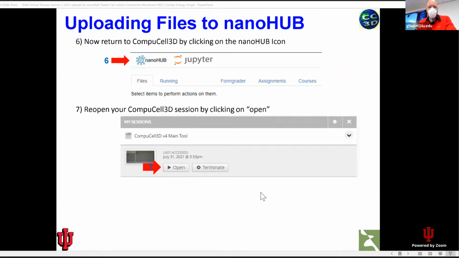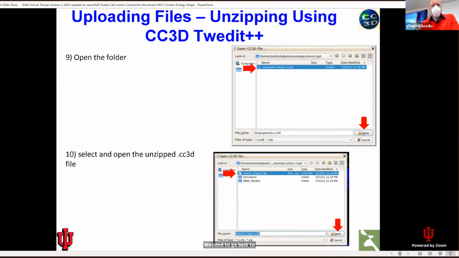Okay, so if you got it uploaded, that's good. So now we need to go back to CompuCell. And in CompuCell now, you should be able to go to Twedit, and in Twedit, you should be able to go to open file. But perhaps in this case, I should be showing this to you in the split screen.